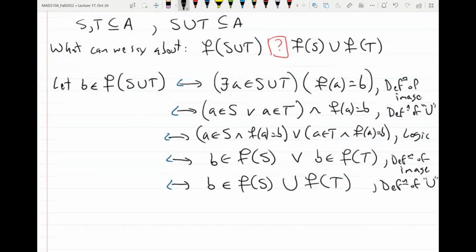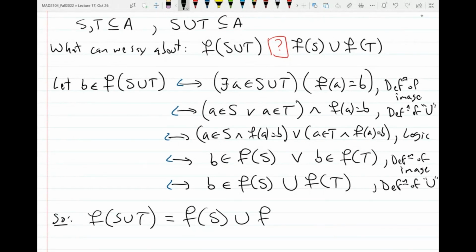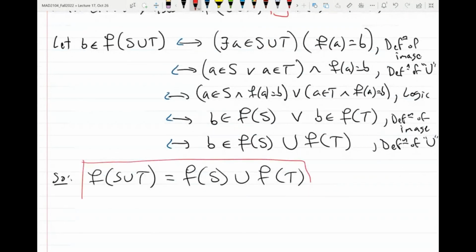Okay? So the image of the union equals the union of the images. Nothing weird happens here. Do you understand this?